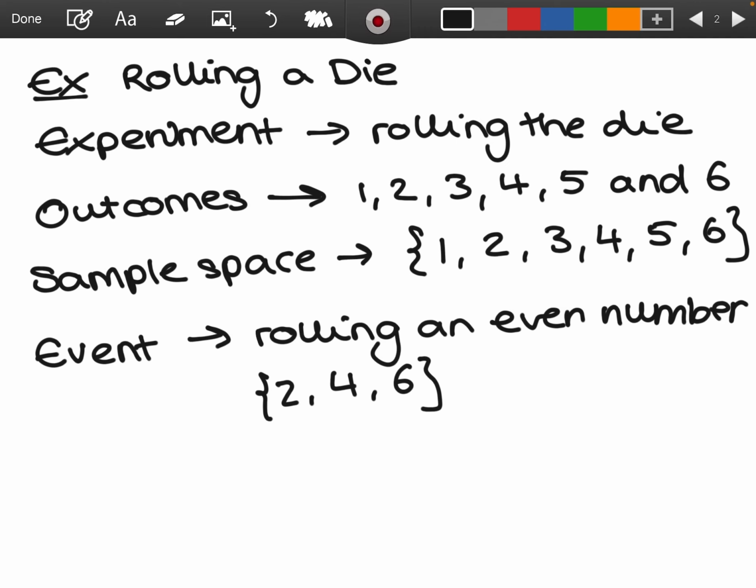Okay, so for this particular experiment of rolling a die, that is how we are defining each of those 4 things. And like I said, with event, you can have many, many different events. You could have had rolling an odd number. You could have had rolling a number that's less than 3. Okay, you can have many different events, but I just picked one specific one in this case.